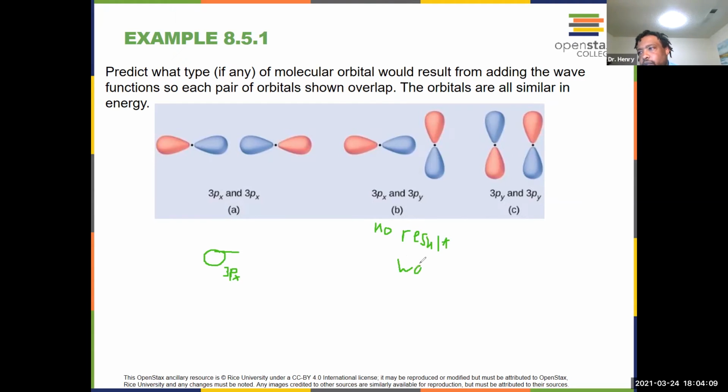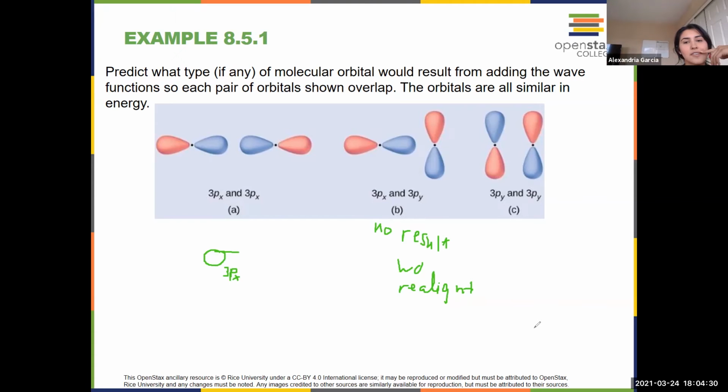Without realignment. Meaning that we'd have to get somebody in the same, they'd have to be both in the same, the X or the Y orbital. So we'd have to change the orbital that we're using. Okay, what about C?